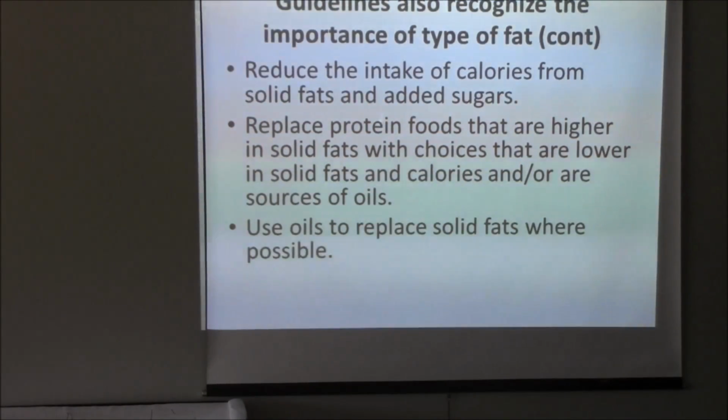Reduce the intake of calories from solid fats and added sugars. Because remember, if you eat too much sugar and carbohydrates, what happens to that? It stores as fat, right? Replace protein foods that are higher in solid fats with choices that are lower in solid fats and calories and are sources of oil, so it's like having fish instead of beef. Use oils to replace solid fats where possible. Some people even use applesauce instead of oils in their recipes to make them moister.